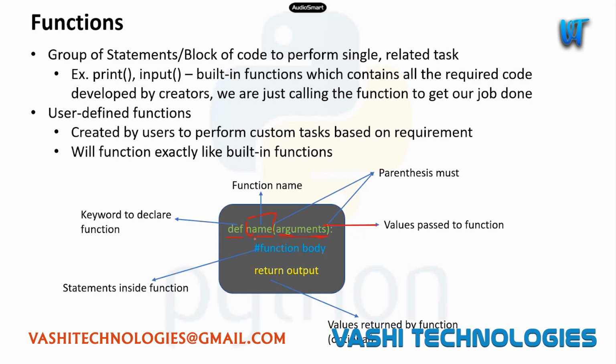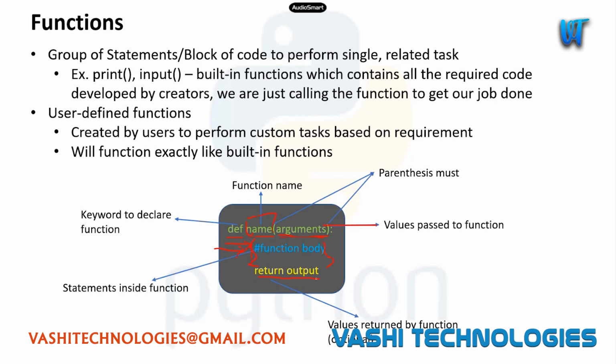And this function body is the group of statements which will perform the respective task. In the case of this calculator function, we'll be writing code which will take two numbers and perform a plus b, a minus b, a into b, and so on. All these blocks of code will come in this function body. And just observe this indentation. All the code written in the function should be properly indented, one indent inside the def keyword.